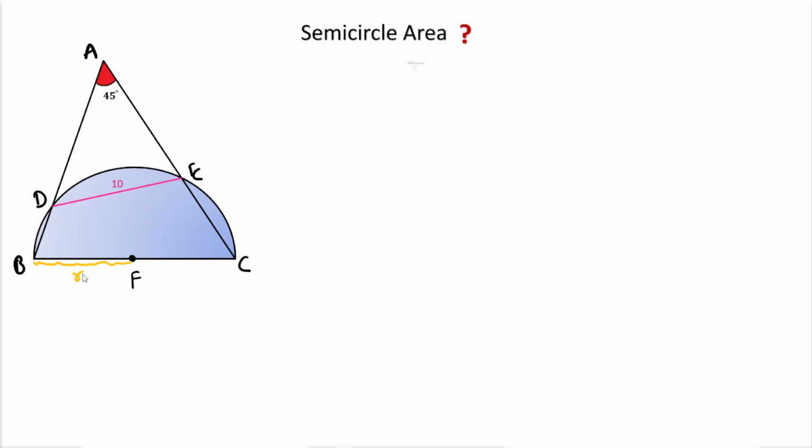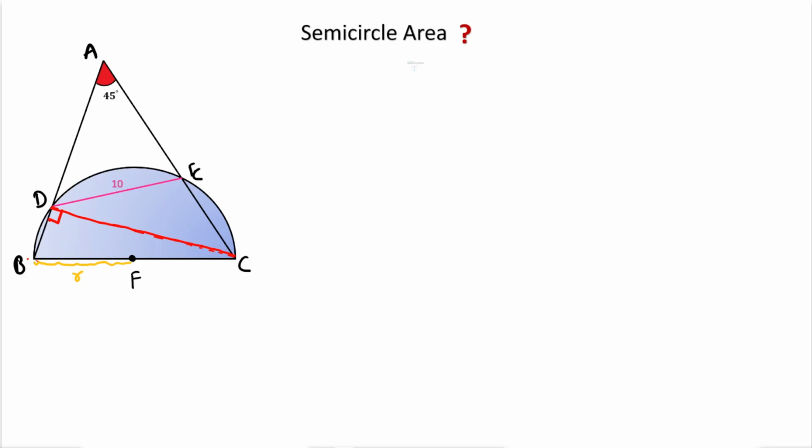Now we can see here after connecting D to C, DBC will become one triangle. And DBC is which kind of triangle? It will be a right angle triangle actually. Why? Because a triangle made in a semicircle with the diameter is always a right angle triangle according to Thales theorem. So this DBC is a right angle triangle.